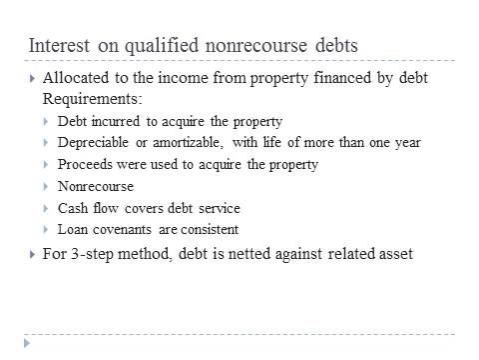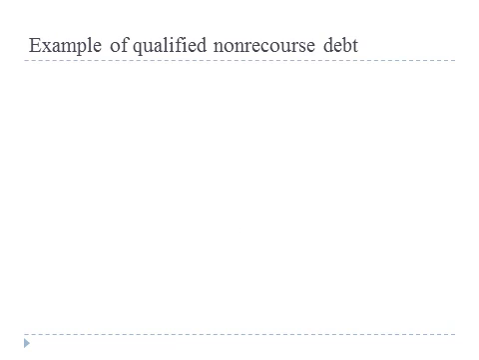For purposes of the three-step method of allocating interest discussed above, any debt that is allocated under this rule is netted against the related asset, and then the debt is ignored. Here's an example of the allocation of interest on non-recourse debt.